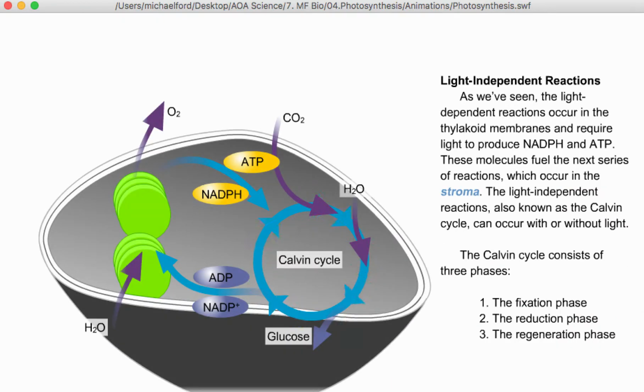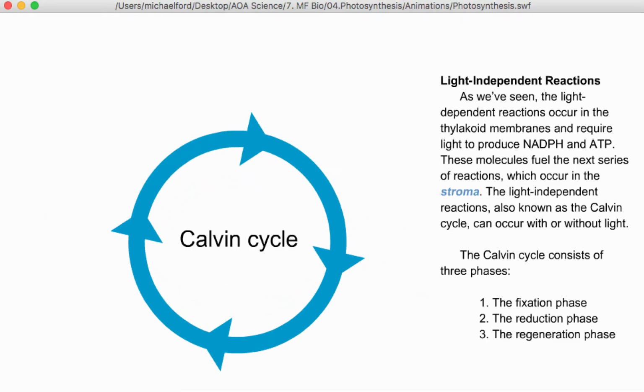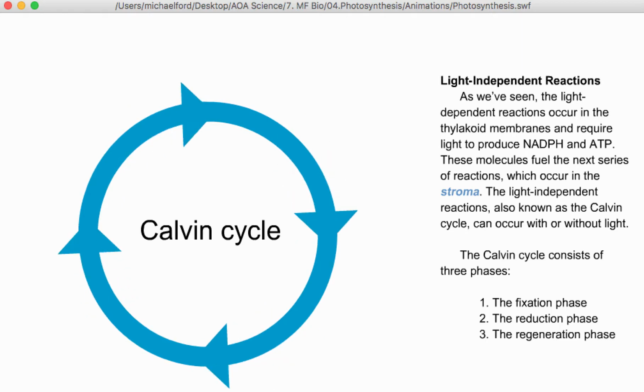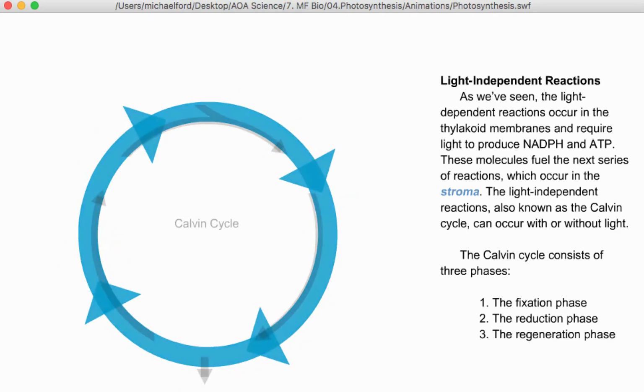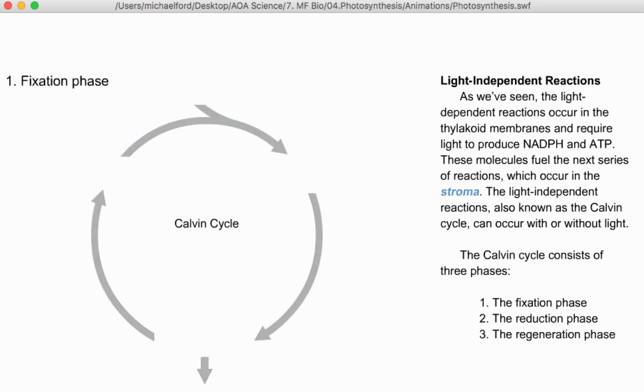As we've seen, the light-dependent reactions occur in the thylakoid membranes and require light to produce NADPH and ATP. These molecules fuel the next series of reactions, which occur in the stroma. The light-independent reactions, also known as the Calvin cycle, can occur with or without light. The Calvin cycle consists of 3 phases: the fixation phase, the reduction phase, and the regeneration phase.